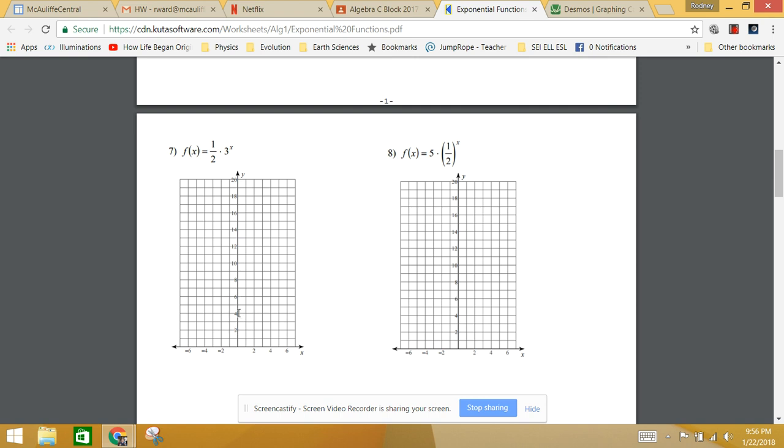Your y-intercept will be really useful for you. In this case, our y-intercept when x equals 0 is going to be 1/2, because 3 to the 0 is going to be 1, for example.